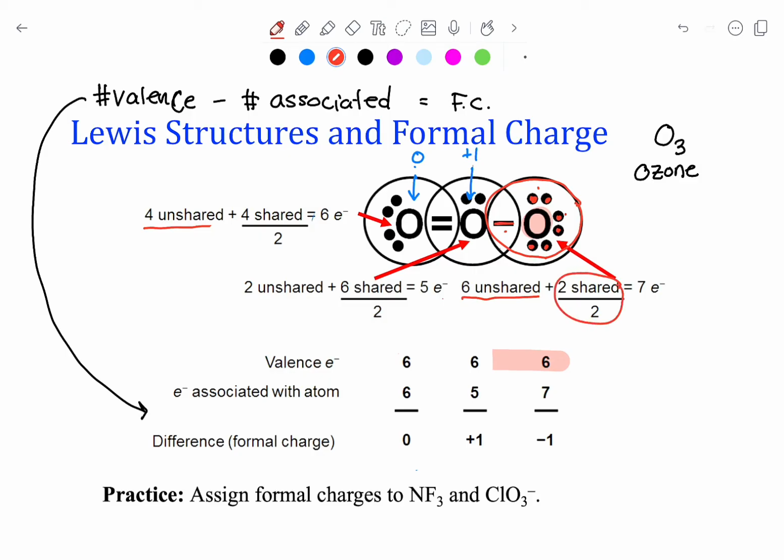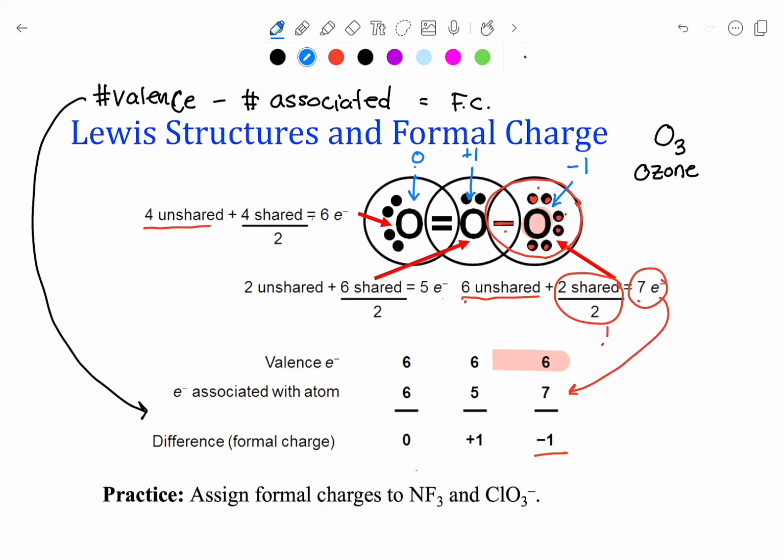So 2 divided by 2 becomes 1. 6 plus 1 is 7 electrons that are associated with that oxygen. So we take that 7 and we plug it in as our associated electrons. So 6 minus 7 is -1. And this is where we want to make sure that we're getting our charges right. Okay, we always want to make sure we're subtracting valence minus associated so we get the proper charge, the proper sign. So this oxygen has a formal charge of -1.